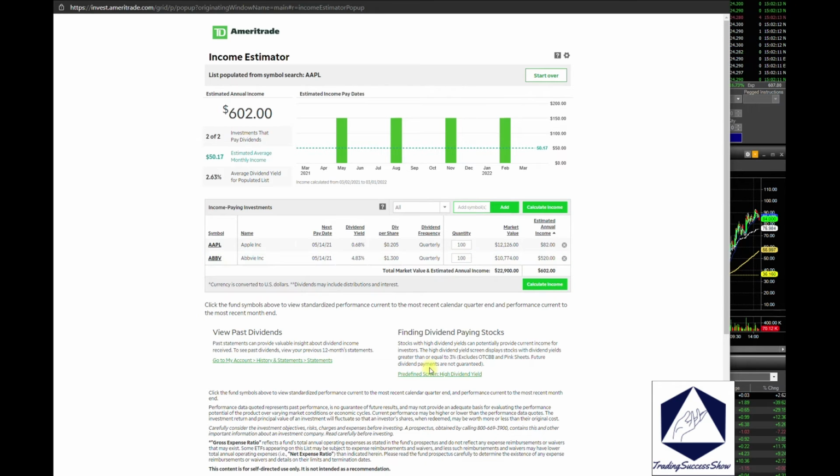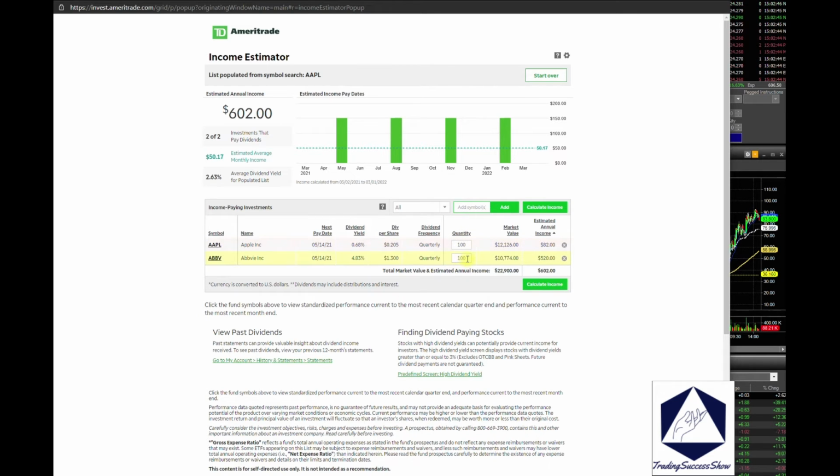Abivi, they pay dividend, but their dividend per share is higher than Apple. And the payout date is the same day as Apple. They pay a 4.83% yield, which is $1.30 in dividend per share. So if you have one share, you're gonna be paid $1.30. If you have 100 shares, they pay quarterly as well.